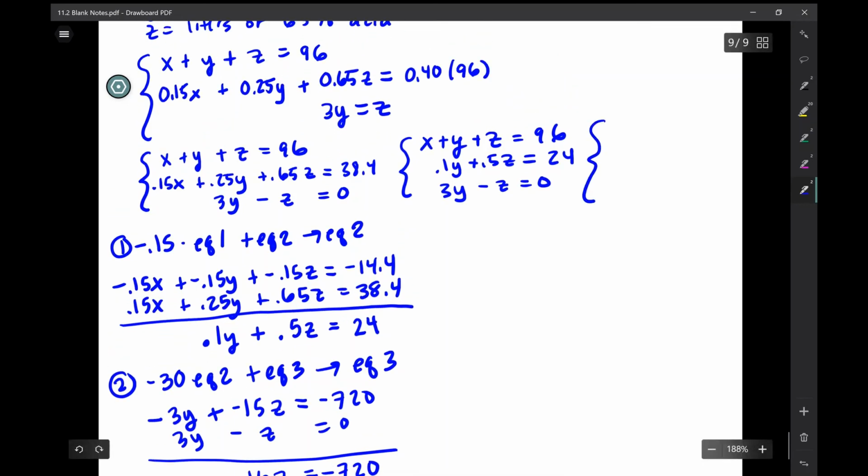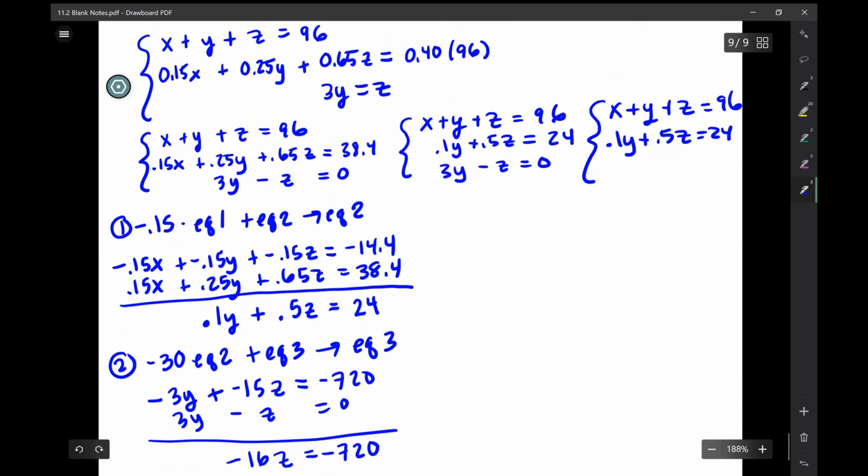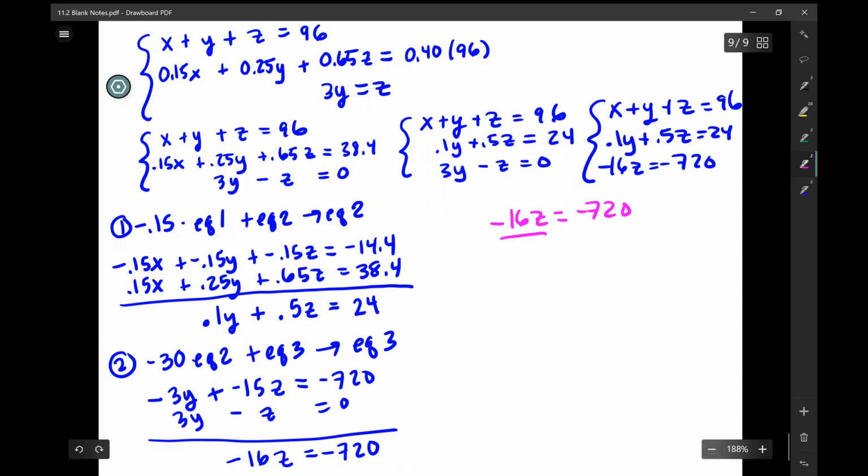Can I squeeze this in? I think I can. x plus y plus z equals 96. 0.1y plus 0.5z equals 24. And finally, negative 16z equals negative 720. We're almost there. Start at the bottom and work your way up. Minus 16z equals negative 720. Divide by negative 16. And I get z equals 45.